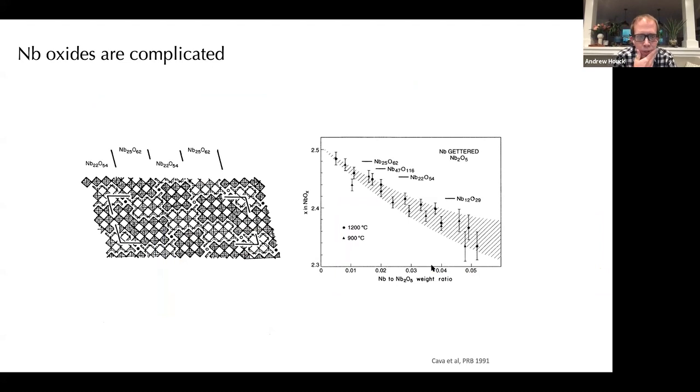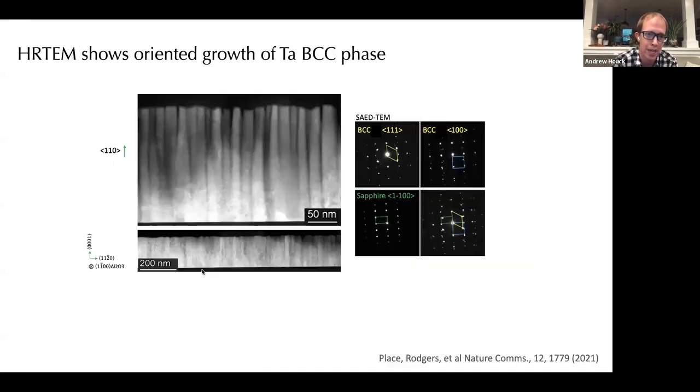And so we were talking about this with a physical chemist at Princeton, Bob Cava, and he said, well, obviously you should not be using niobium. He studied niobium back in the early 90s, and it has just an incredible range of complex oxides. And some of these are insulating and some of them are superconducting, and you can't really control which ones you get. So he suggested we use tantalum.